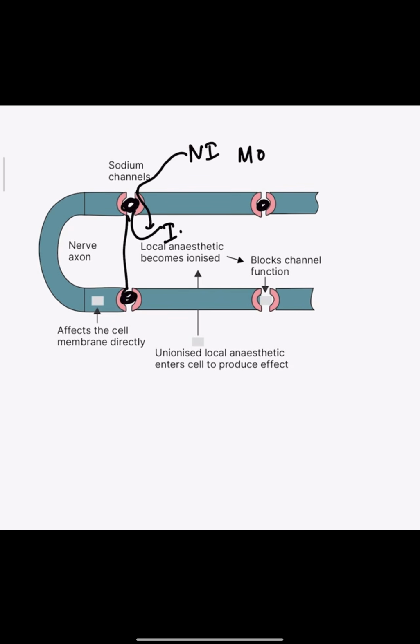The mechanism of action of local anesthetic is to block the sodium channel. Usually it can block potassium and calcium channels also, but mainly it blocks the sodium channel. And once the sodium channel is blocked, you know what will happen? Depolarization is gone, action potential is gone, and pain is also gone. So remember, that's the main mechanism of action of local anesthetic.